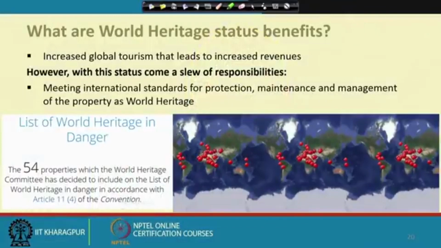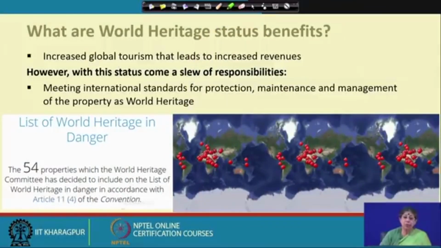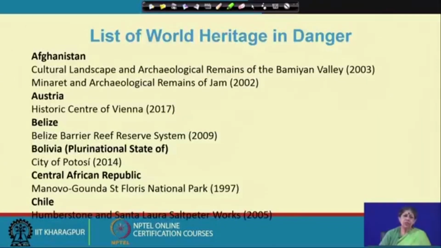So, as you can see, there is the list of World Heritage Sites in danger. There are 54 properties at the moment, with these red dots all over, that are talking about these dangerous sites. I have just mentioned some of them country-wise; there are many sites which are now entered there. It continues, I have not given the whole list. You can see that many of these sites are endangered sites.